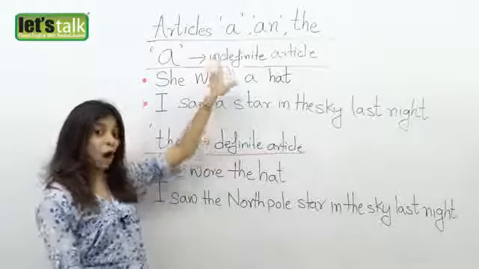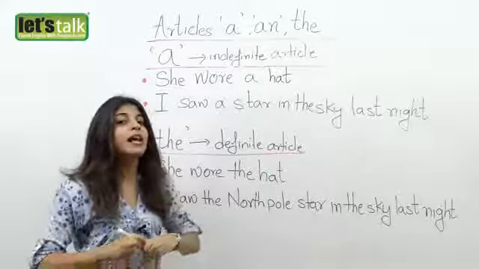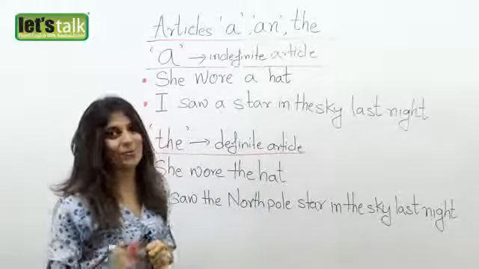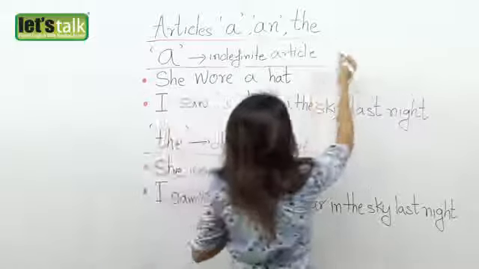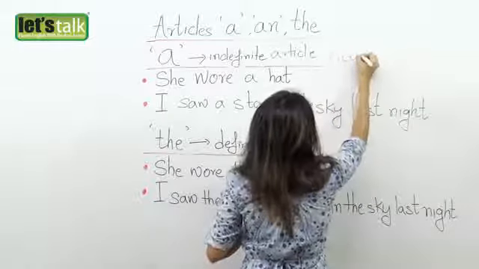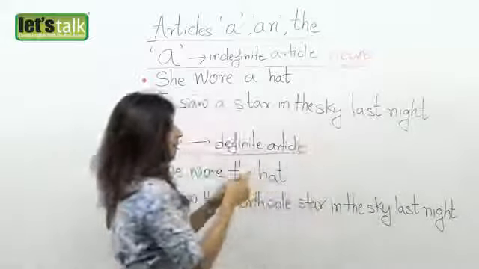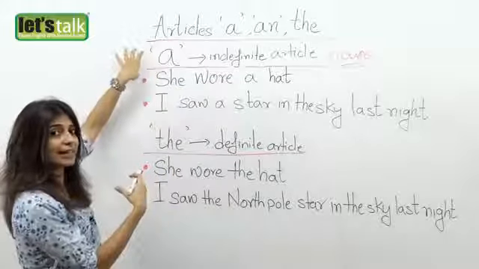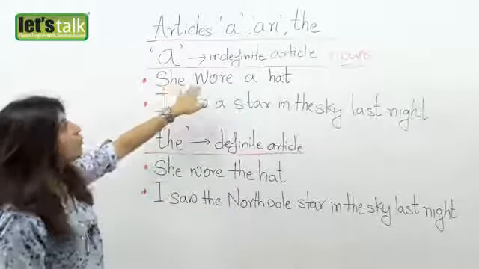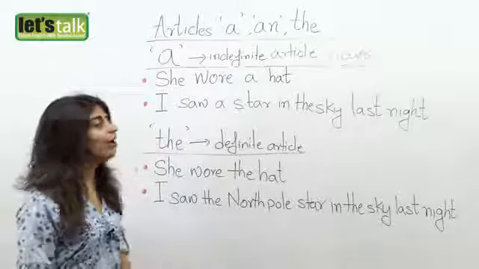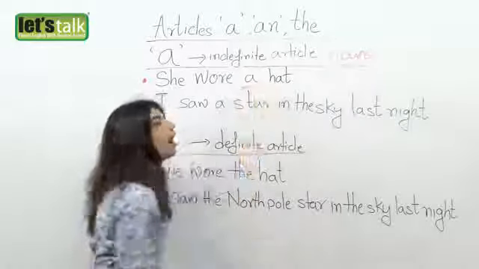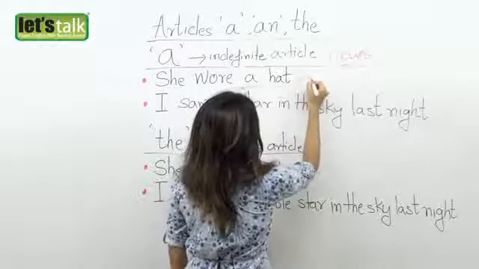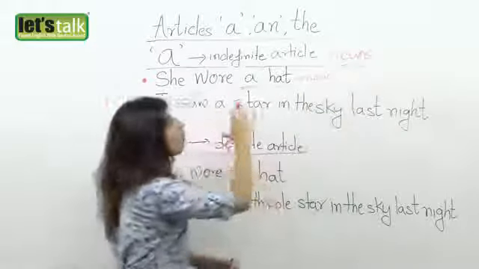Now, before I start with it, let me also tell you that articles are used for nouns. Always remember this, that they are used for nouns. So let's look at a sentence here and then I'll explain what exactly this article is. She wore a hat. Now here, a is your article and hat is your noun.